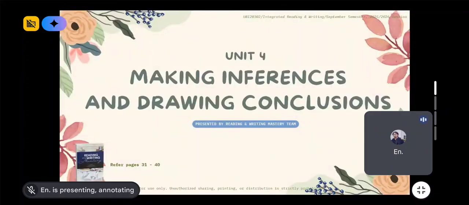Okay, unit 4, making inferences and drawing conclusions. Welcome everyone to our textbook. I hope that everyone has bought the textbook. Make sure that you have the textbook, because after this, we are not going to upload the tasks in eCampus anymore. You have to look at the questions in the textbook, answer them, and then submit your answers in the eCampus.